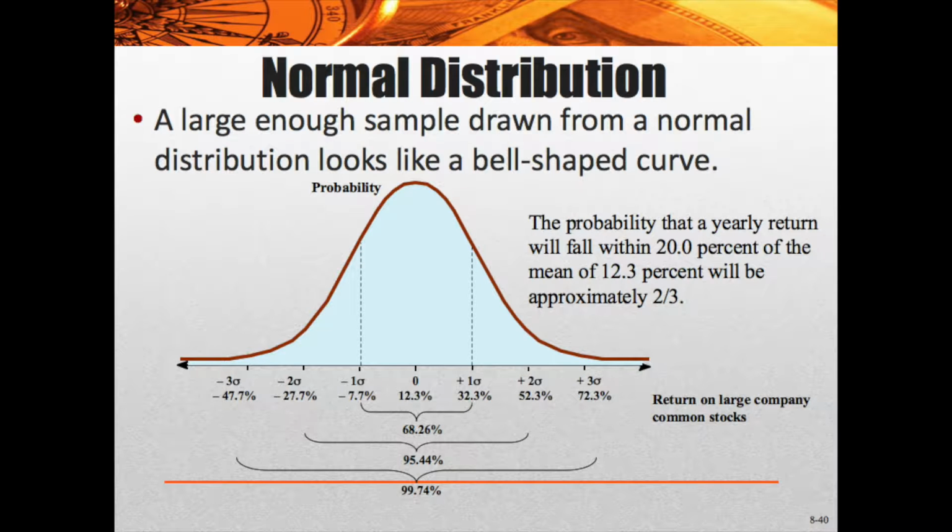In this case, we used 12.3% as the mean and 20% as a standard deviation. So this is our sample. It's very similar to the U.S. large company stocks. At zero, we have 12.3%. So 68%, or 2/3 of the time, your returns are going to fall between negative 7.7 and 32.3. That's 12.3% plus or minus 20% standard deviation on each side. So 2/3 of the time you'll be between those numbers.